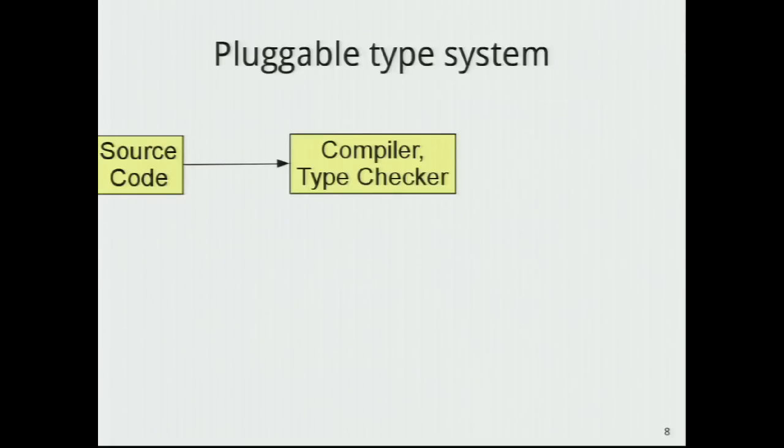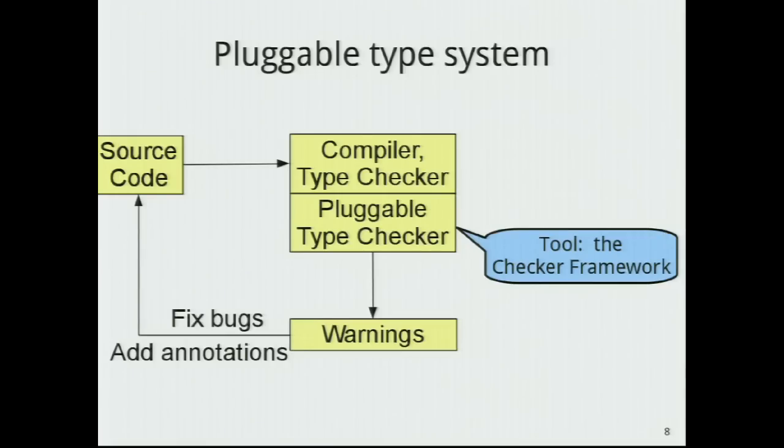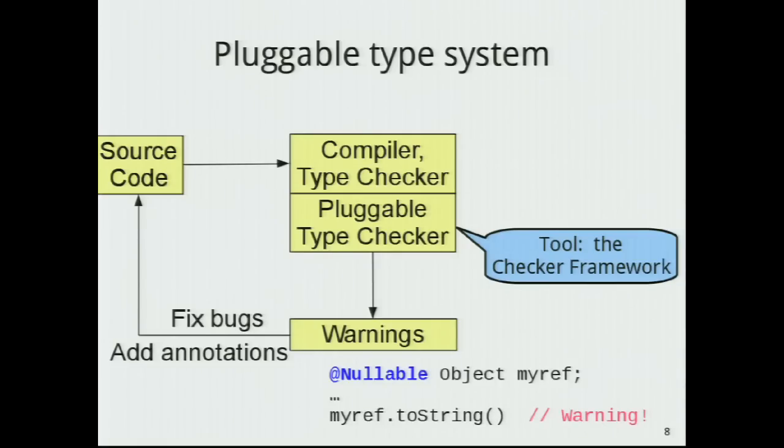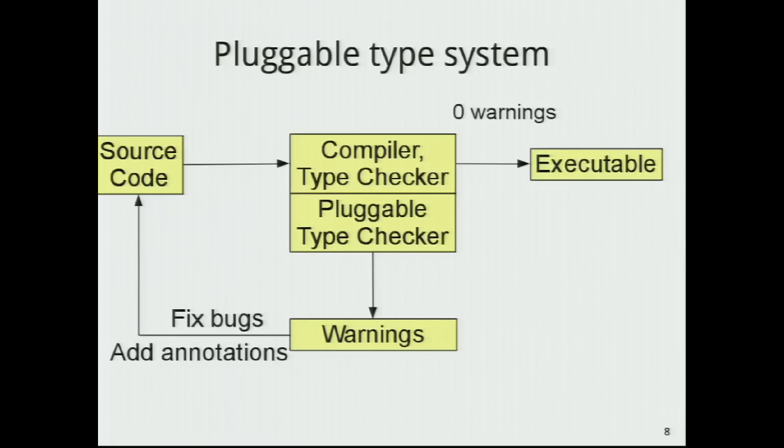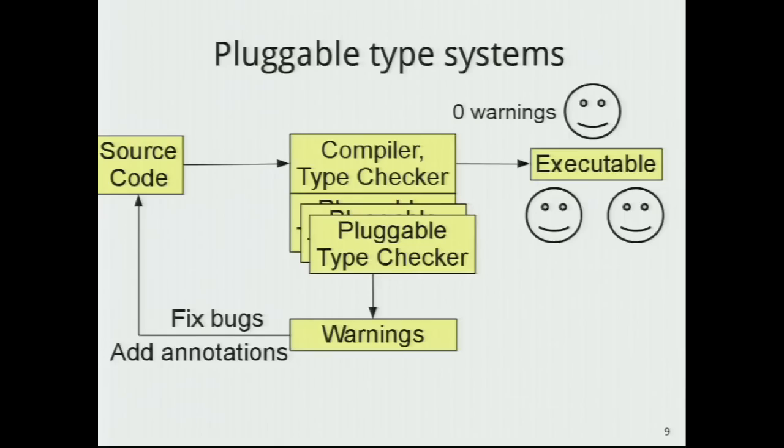So here's a different approach. You still have the source code and the standard compiler and type checker, but you can run a pluggable type checker in addition. We have a tool for building these called the Checker Framework. It issues warnings. Every warning indicates there's a bug or you wrote an annotation wrong. For example, if you have a variable myref that's marked as nullable, if you try to dereference that, you'll get a warning because it might fail with a null pointer exception at runtime. This is optional. You don't have to run these if you don't want to. But eventually, if you have no warnings, you can then take the executable and run it, and you know that those particular errors will not happen at runtime. Furthermore, if there are other properties you care about, you can run as many or as few of these as you like, and you get even more guarantees.